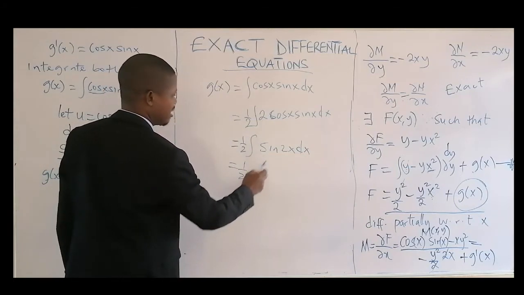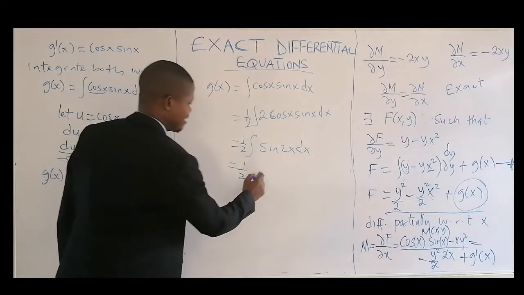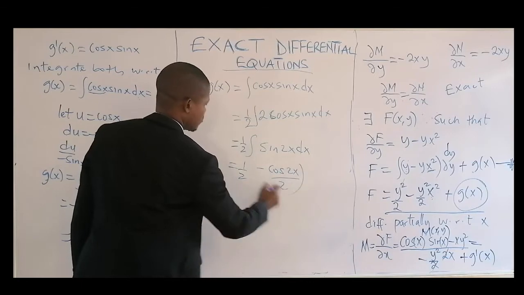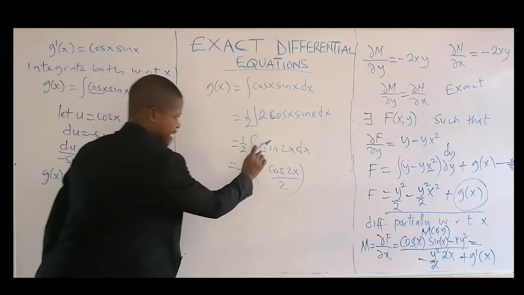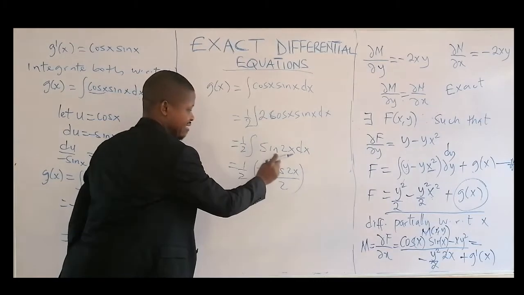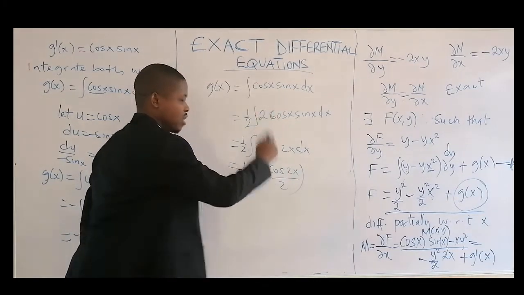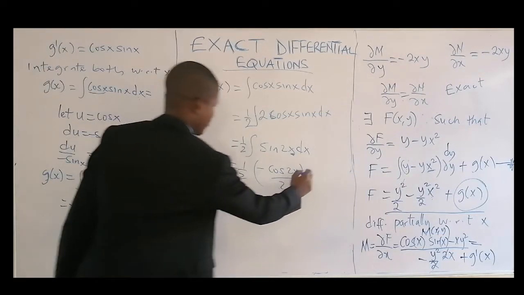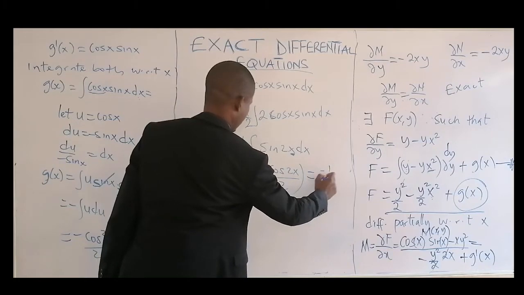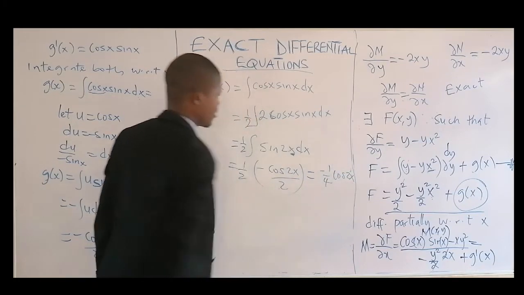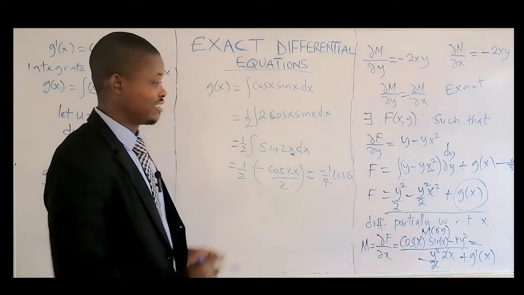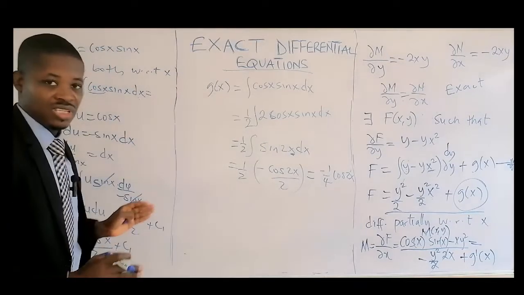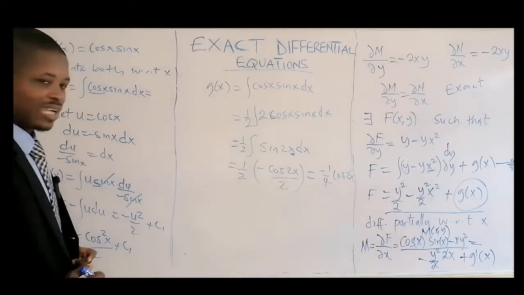That will be equal to half. The integral of sine is minus cos, cos 2x over 2. The integral of sine is minus cos of that function, and then you divide your answer by the coefficient of that variable, which is 2. So in this case you have minus 1 over 4 cos 2x. It's possible that you may have a little difference in the answer, but what is important is your steps. So that's that for g of x.